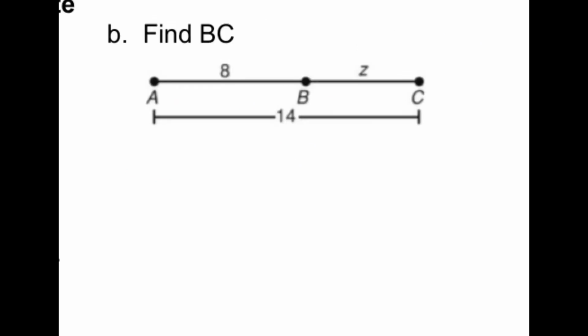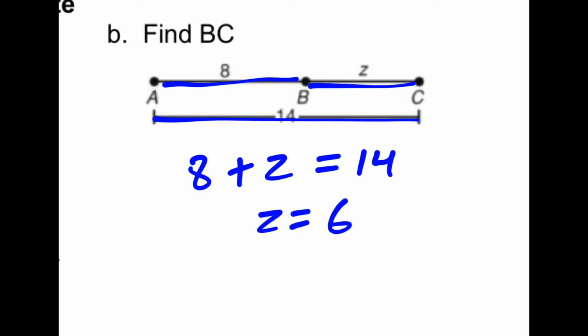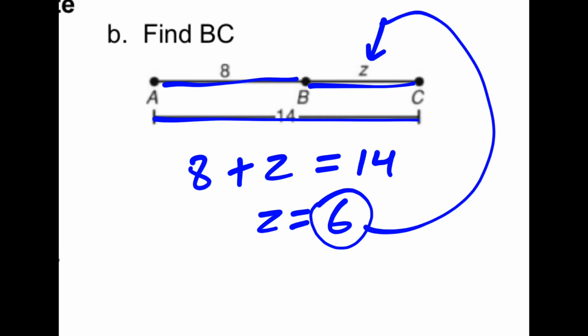Similar scenario here, you have 8 plus z is equal to 14. That's AB plus BC is equal to the entire thing. So z is equal to 6. They want to know what BC is. That's going to be 6. You just substitute it right in.